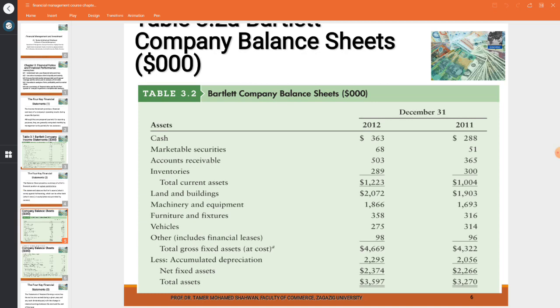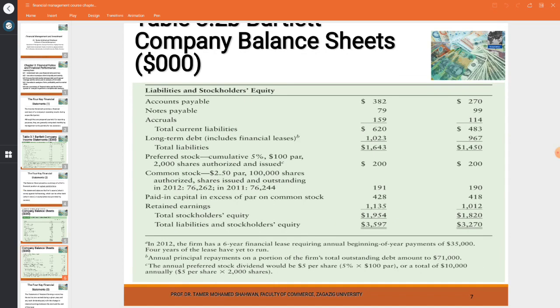According to accounting standards, your total assets, according to the balance sheet identity, must equal the total sum of your liabilities and owner equity, and this is what appears on the side of liabilities and stockholder equity. The sum of your liabilities and the stockholder equity is 3,597,000. This is equal to the assets of this firm.